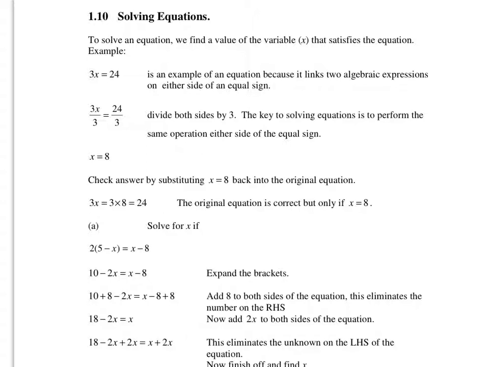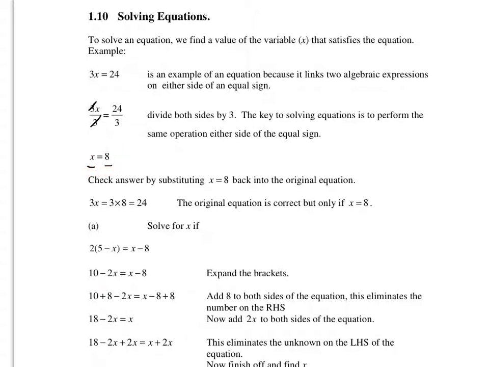So if we undo multiply by 3 by performing the inverse operation, which is divide by 3, and we do exactly the same thing to both sides of the equation, divide both sides of the equation by 3 so that the equal sign remains valid. What will happen on the left-hand side is the two 3's will cancel out just to leave you with x, and 24 divided by 3 is 8. So the solution to the equation in this case is x is equal to 8.